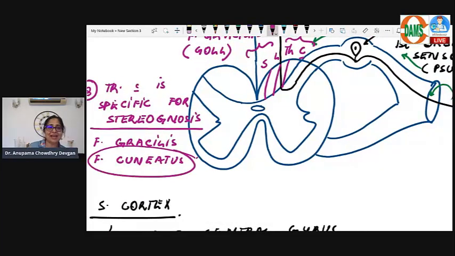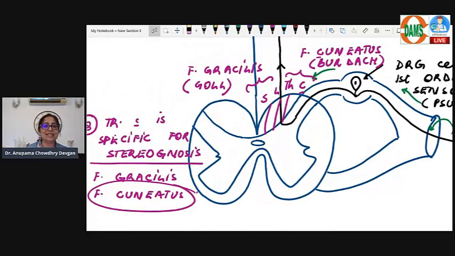Fasciculus cuneatus. Why? Because when I do stereognosis, I use my hands. And which are the fibers from my hands? That is thoracic and cervical. C for cervical, C for cuneatus. So the tract which is specific for stereognosis is fasciculus cuneatus, also known as the tract of Burdach. I've written it here. You're using your hands.